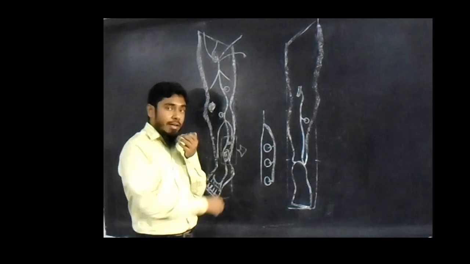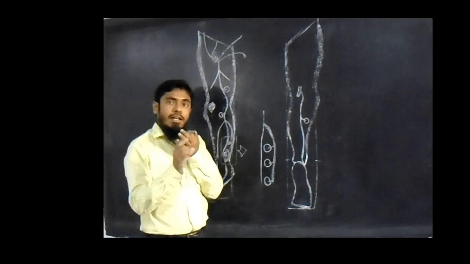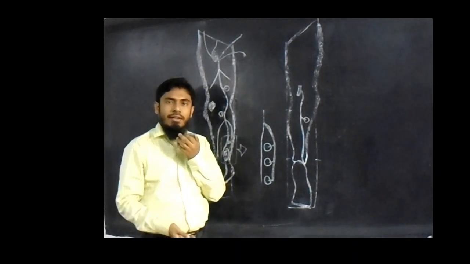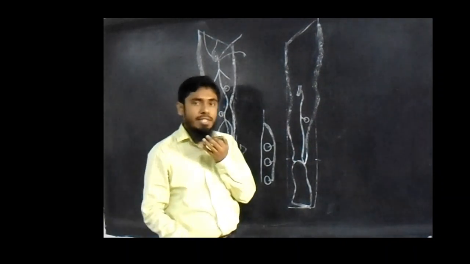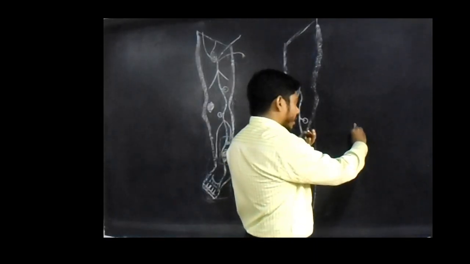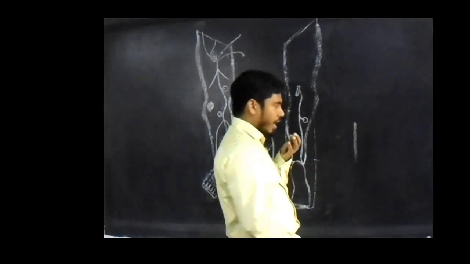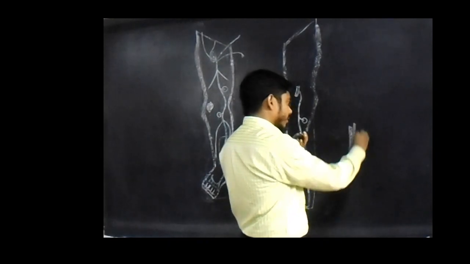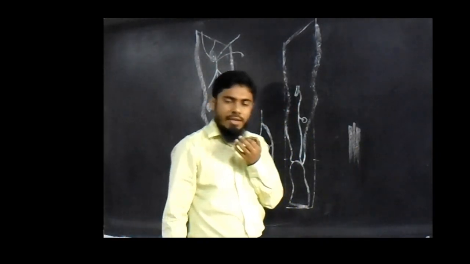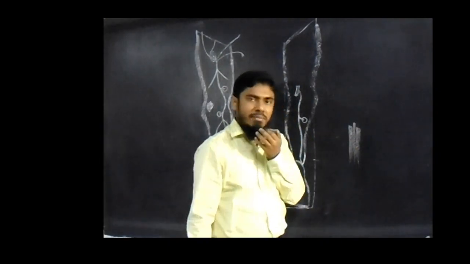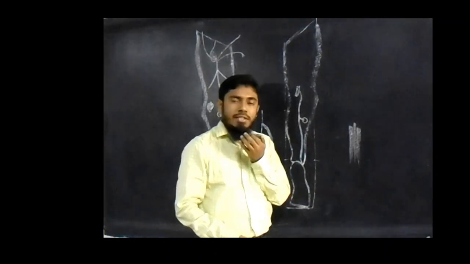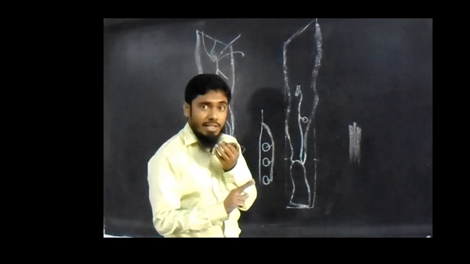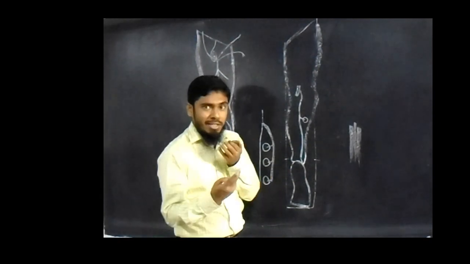But below the popliteal artery, the veins are situated in a special manner, and that is known as the venae comitantes. What are venae comitantes? It is one artery accompanied by 2 veins, one on each side of the artery. This type of arrangement is termed venae comitantes. So below the popliteal vein, the tibial artery is guarded on each side by the 2 tibial veins.